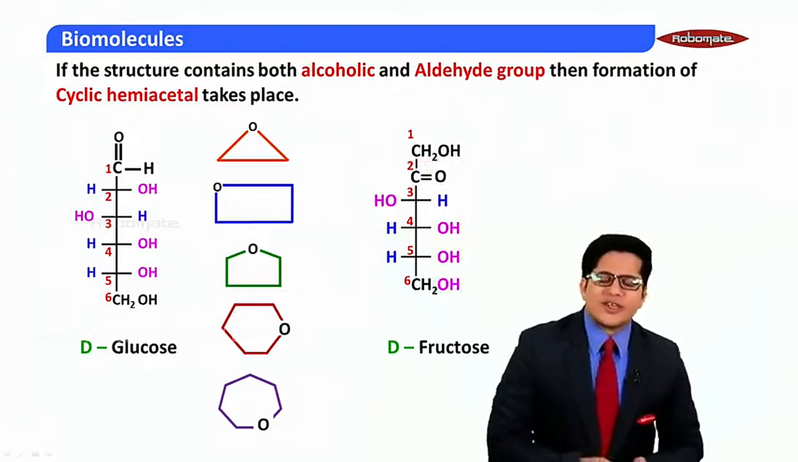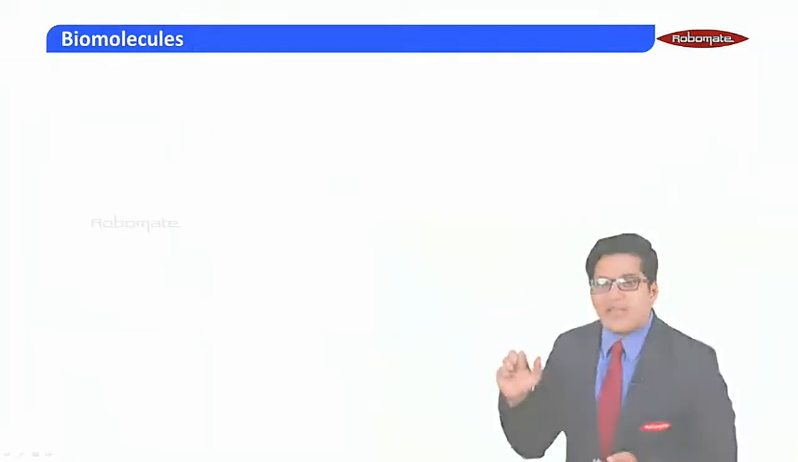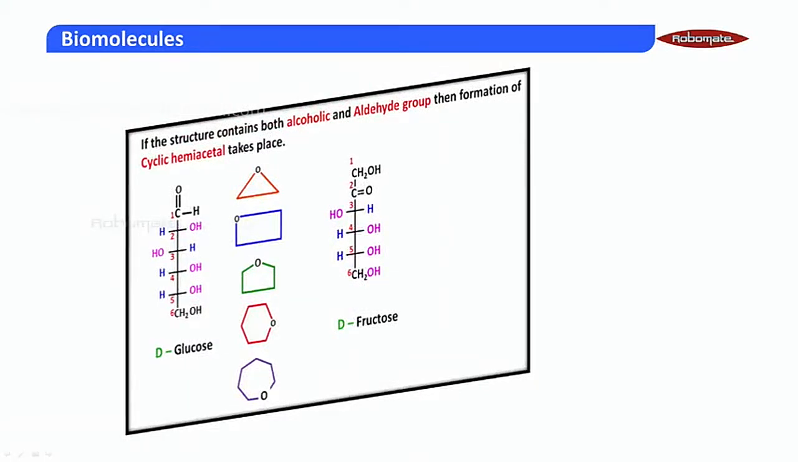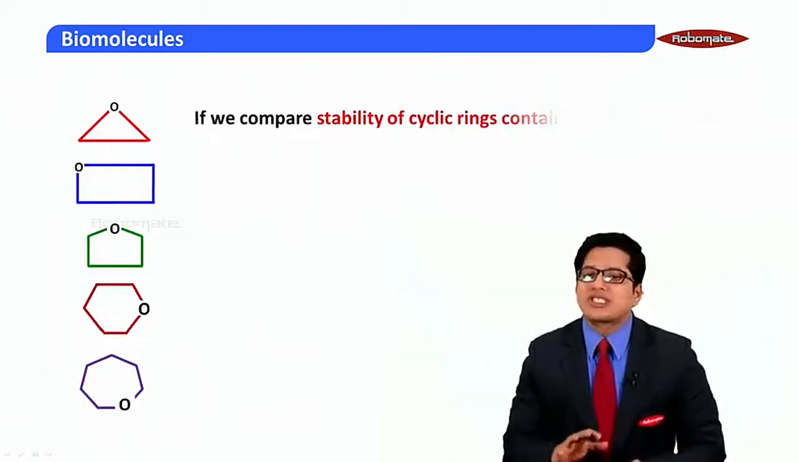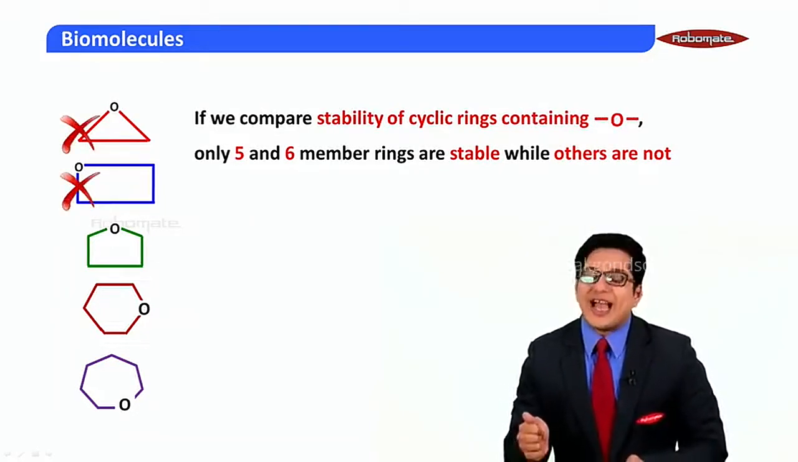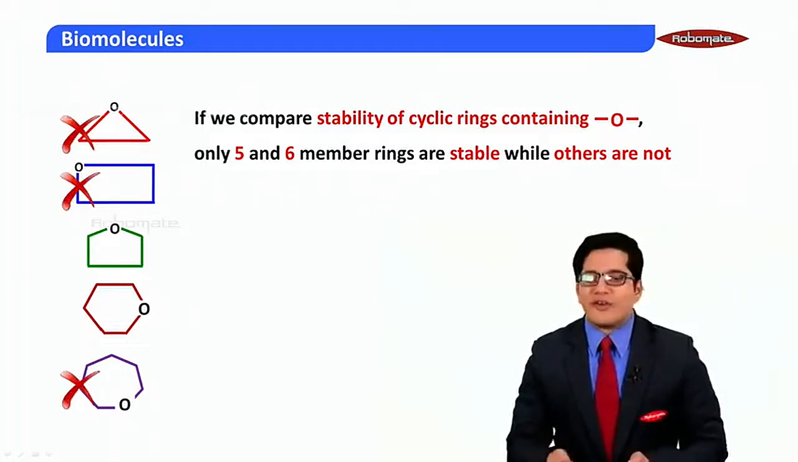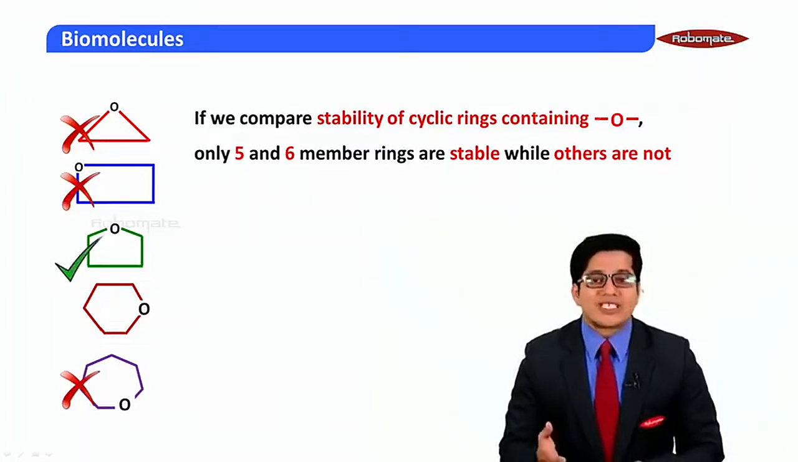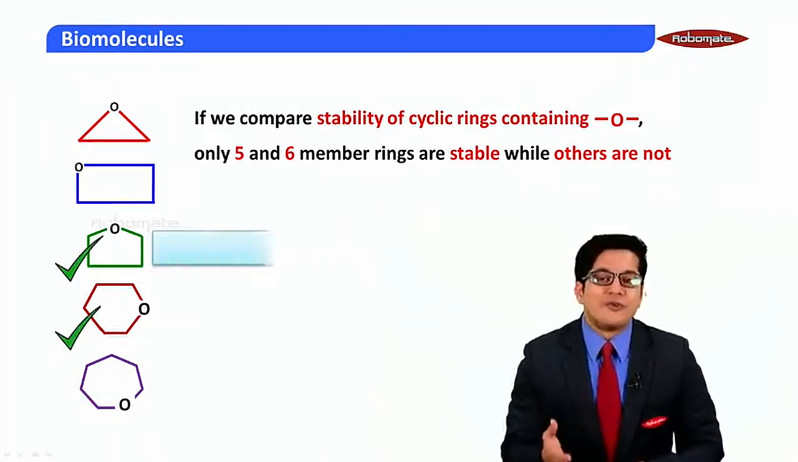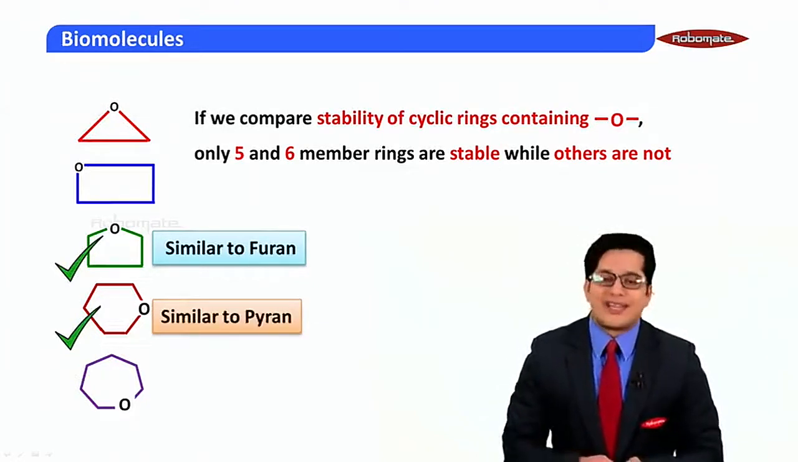Now, students, we need to understand a very, very important point, that whatever we have studied up till now, that is all these structures which we have done, in these structures, the 5 and 6-membered rings are the most stable rings. So that means the first, second and the last are the wrong options, and therefore we would go with the 5-membered ring, which is a ring similar to furan, whereas the 6-membered ring is similar to pyran.